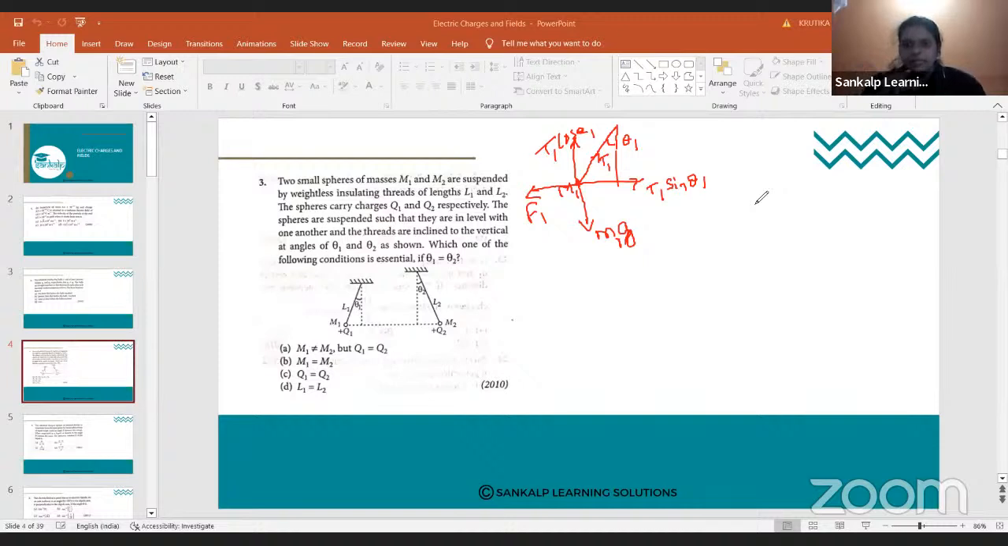So whatever figure you have drawn here, the same way it comes for the second one, but instead of theta 1, theta 2 comes, and instead of T1 it will be T2. Okay. Yes. So now I'll write the equations and we will simplify the last question. Don't get bored. We will finish it soon.